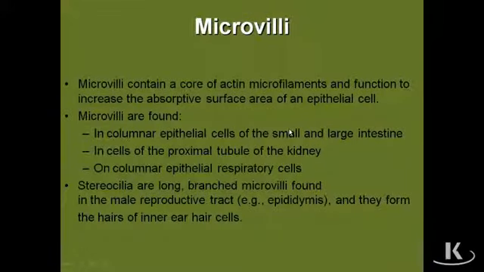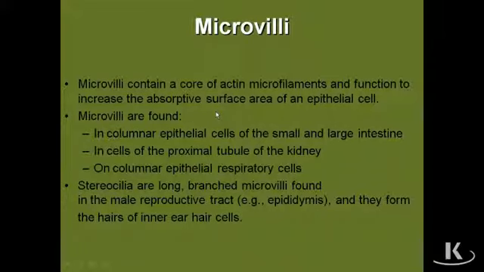So, as we say, microvilli contain a core of actin microfilaments. Their job is to increase the absorptive area of an epithelial cell. As we just showed in the previous example, they are typical of the columnar epithelial cells of the intestine. They are characteristic of the cells in the proximal tubule of the kidney, and they're also found in the columnar epithelium of the respiratory system.